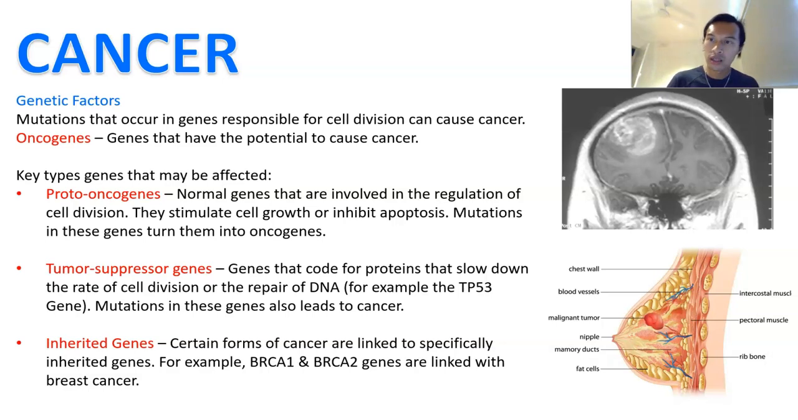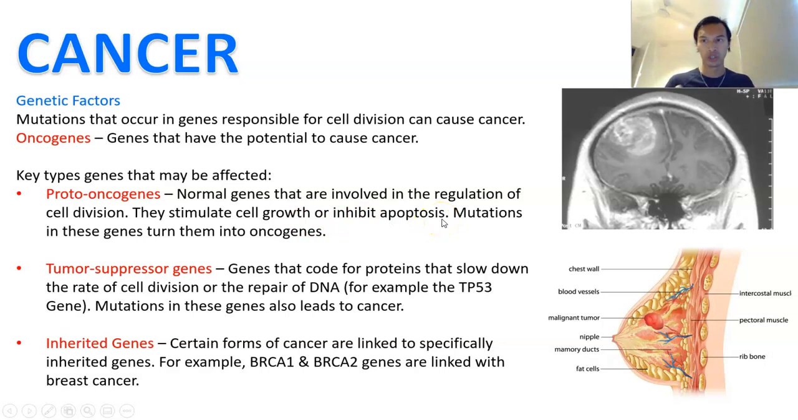So when you go and see the doctor who is responsible for looking at cancer, we go and see an oncologist. And so oncogenes are genes that have the potential to cause cancer. Types of genes in the body that are considered potentially as oncogenes include what we call proto-oncogenes. Now, proto-oncogenes are actually normal genes. They're involved in the regulation of cell division, and when they're triggered, they stimulate cell growth, or they inhibit apoptosis and the body grows.